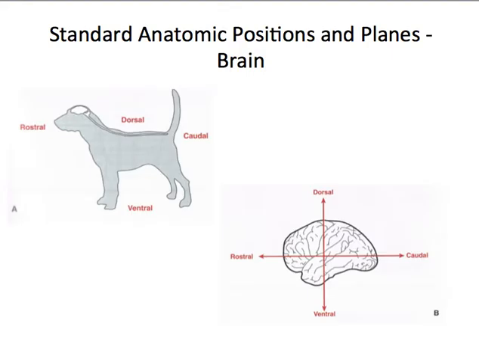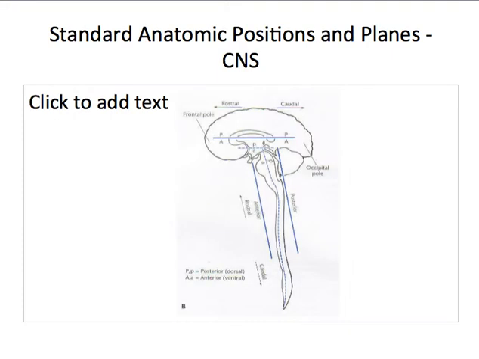Then when you stand the dog up, it becomes a little bit more confusing because while the brain orientation stays the same, the spinal column orientation is a little different. So you get rostral now as kind of this more upward orientation, and caudal is more a downward because now you've taken the dog and stood nose and tail up where the brain stays the same.